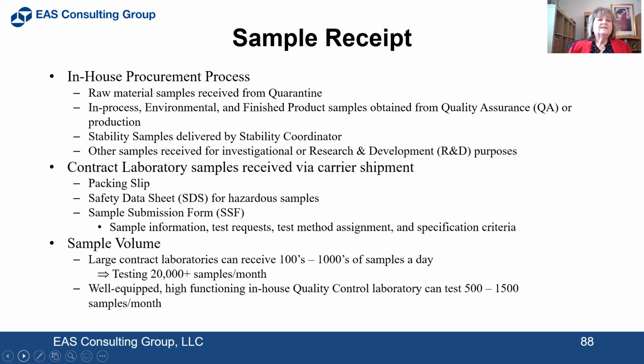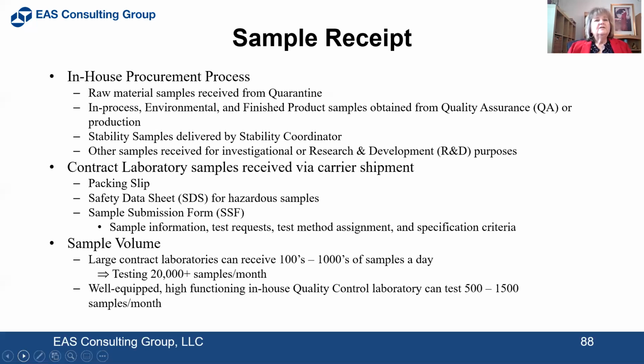Contract laboratory samples are received via a carrier shipment, so FedEx or UPS or whoever is going to drop your samples. There should be a packing slip in there, safety data sheet for hazardous samples, and then the sample submission form. On that sample submission form, it should have sample information, the tests that are requested, a test method assignment, like you may have 4 different vitamin C methods, but they should be telling you which vitamin C method to run. And then there should be specification criteria of pass, fail, and acceptance range.